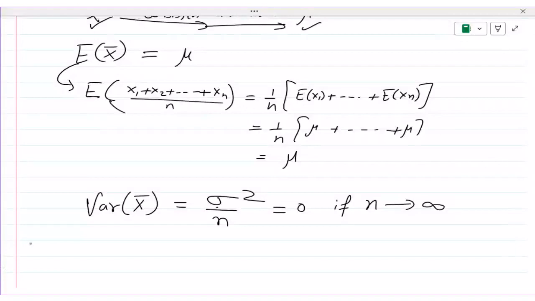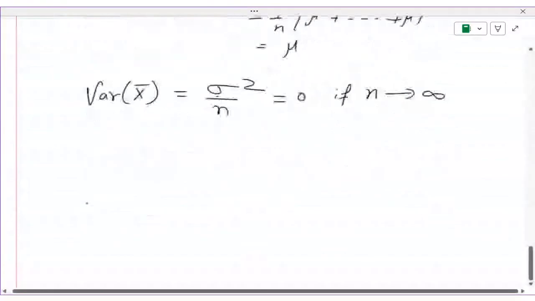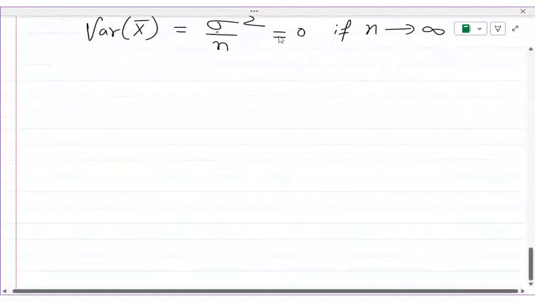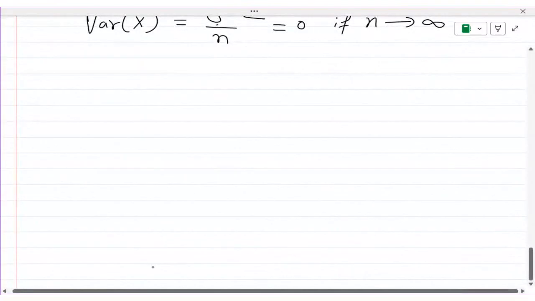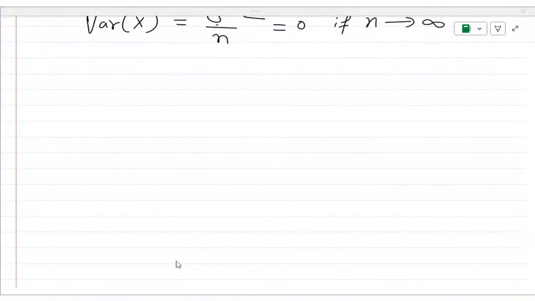Okay. Now I will tell you one property of consistency. That is called the invariance property of consistency. And what is the invariance property of consistency?